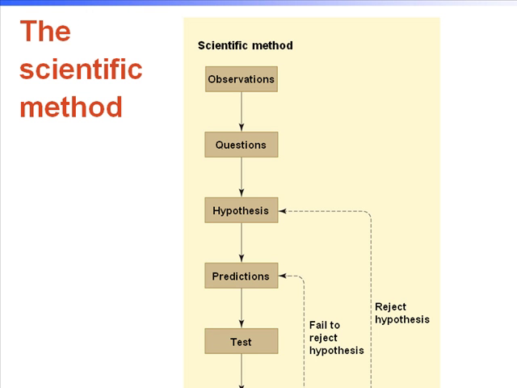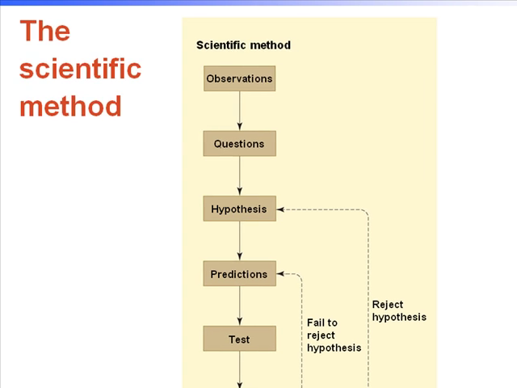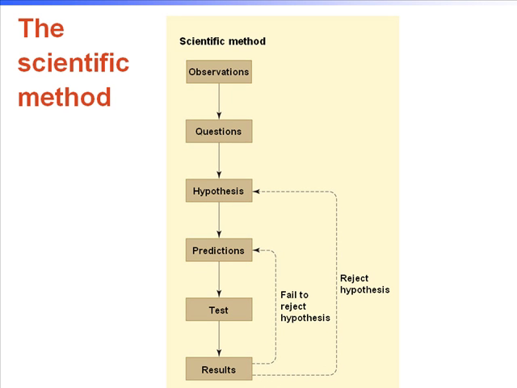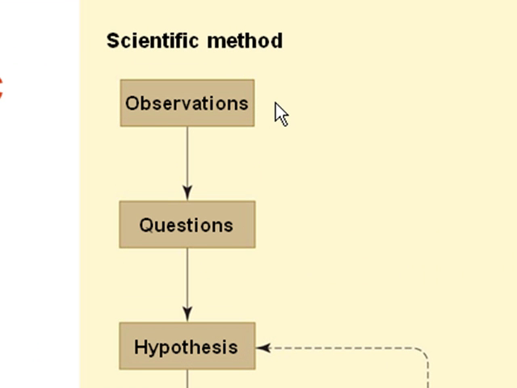All right, here's the scientific method. You've probably seen it before. It's made up of a series of 5 or 6 steps, depending on the layout, but both are pretty similar. The scientific method starts with the concept of an observation. You notice something.